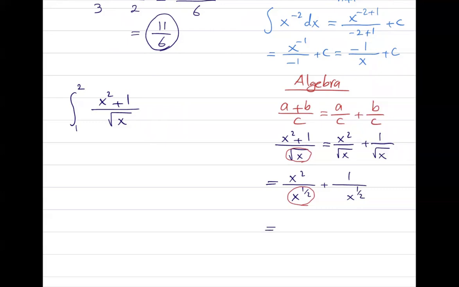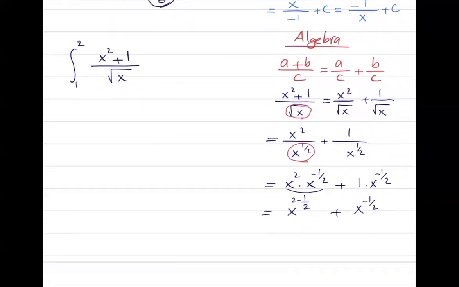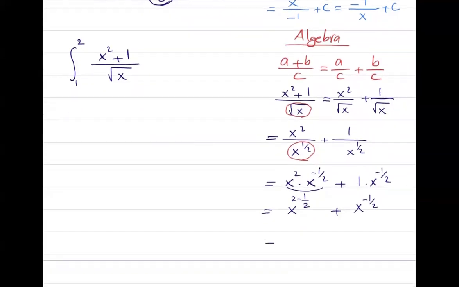Now, this can be written as x to power 2 times x to power negative a half plus 1 times x to power negative a half. If you combine these two, you have x to power 2 minus a half plus 1 times x to power negative a half, which is written as it is. So this can be written as x to power, if you take common denominator, you get 3 halves plus x to power negative a half.